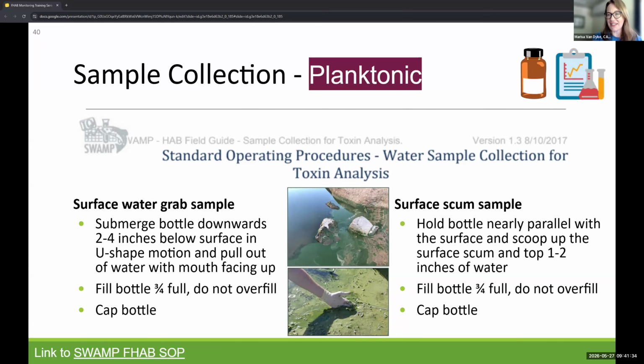So you want to break the glass because glass bottles are really important to use for cyanobacteria sampling.